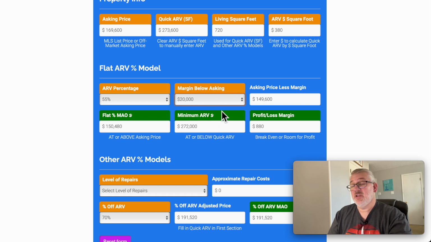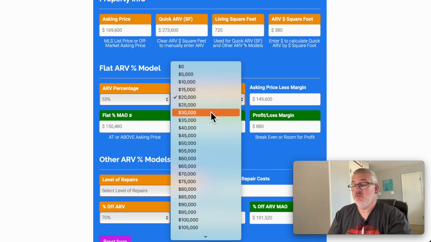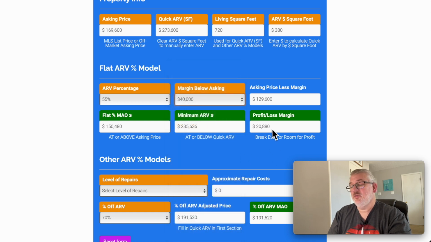But say, for instance, if you were wholesaling the property, if you dropped it down, say 40,000, it's going to give you a $20,000 margin. So if you could get under contract for 129.6, it would give you a little bit of room to mark it up and send it off either to an end buyer or to a dispo wholesaler or anything along those lines.